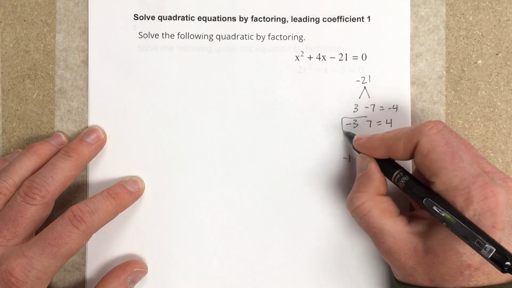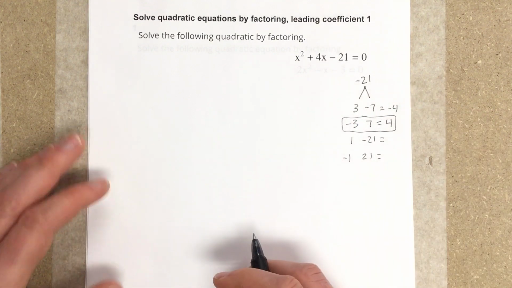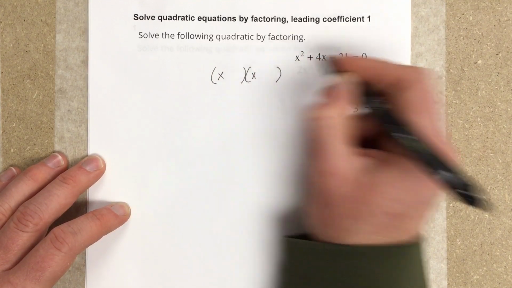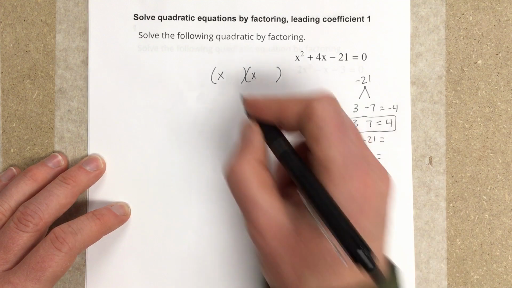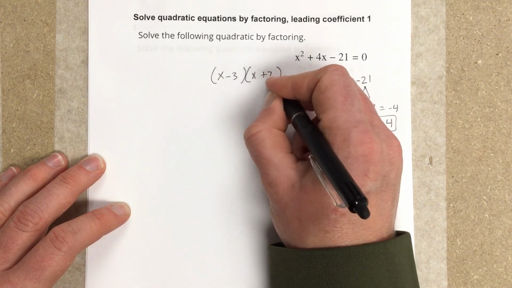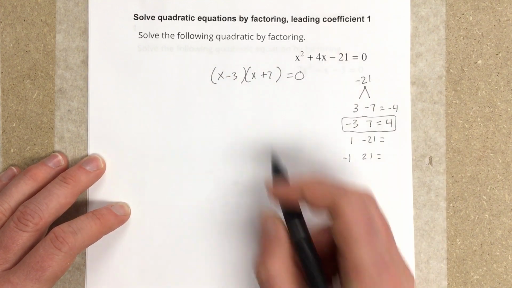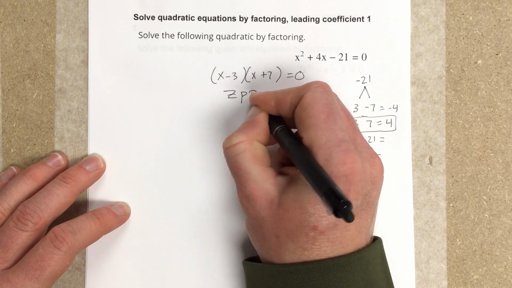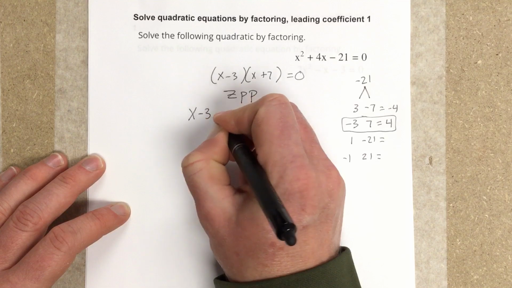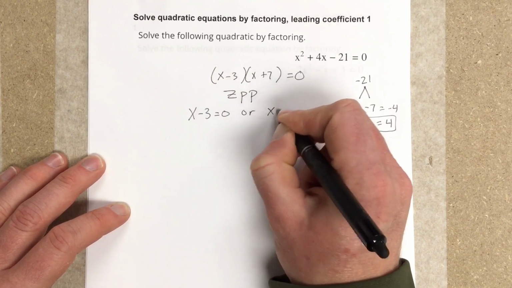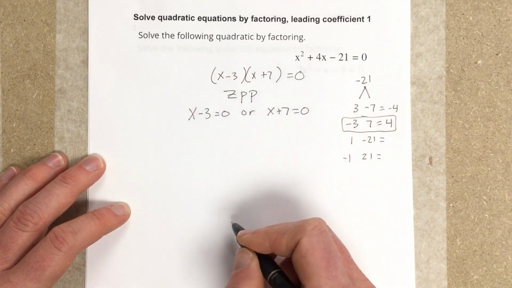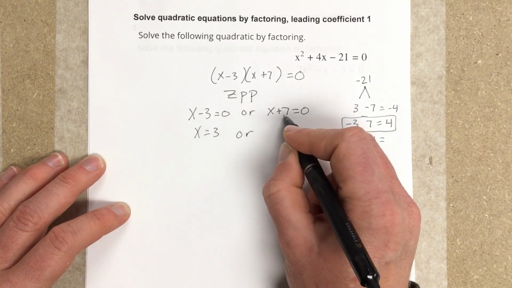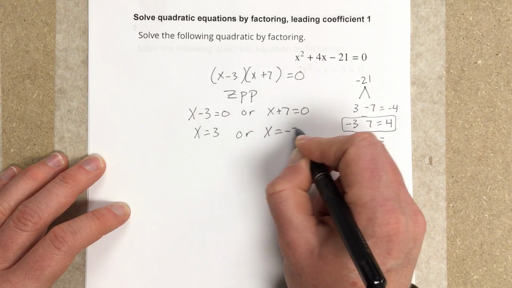So these are the two terms that I'm going to use here. So I have x, splitting the x squared term, minus 3 and plus 7 equal to 0. I have two binomials being multiplied and they equal 0, so I'll use the zero product property again. So x minus 3 is equal to 0, or x plus 7 is equal to 0. Add the 3, I get x equal 3, or subtract the 7 and x is equal to negative 7.